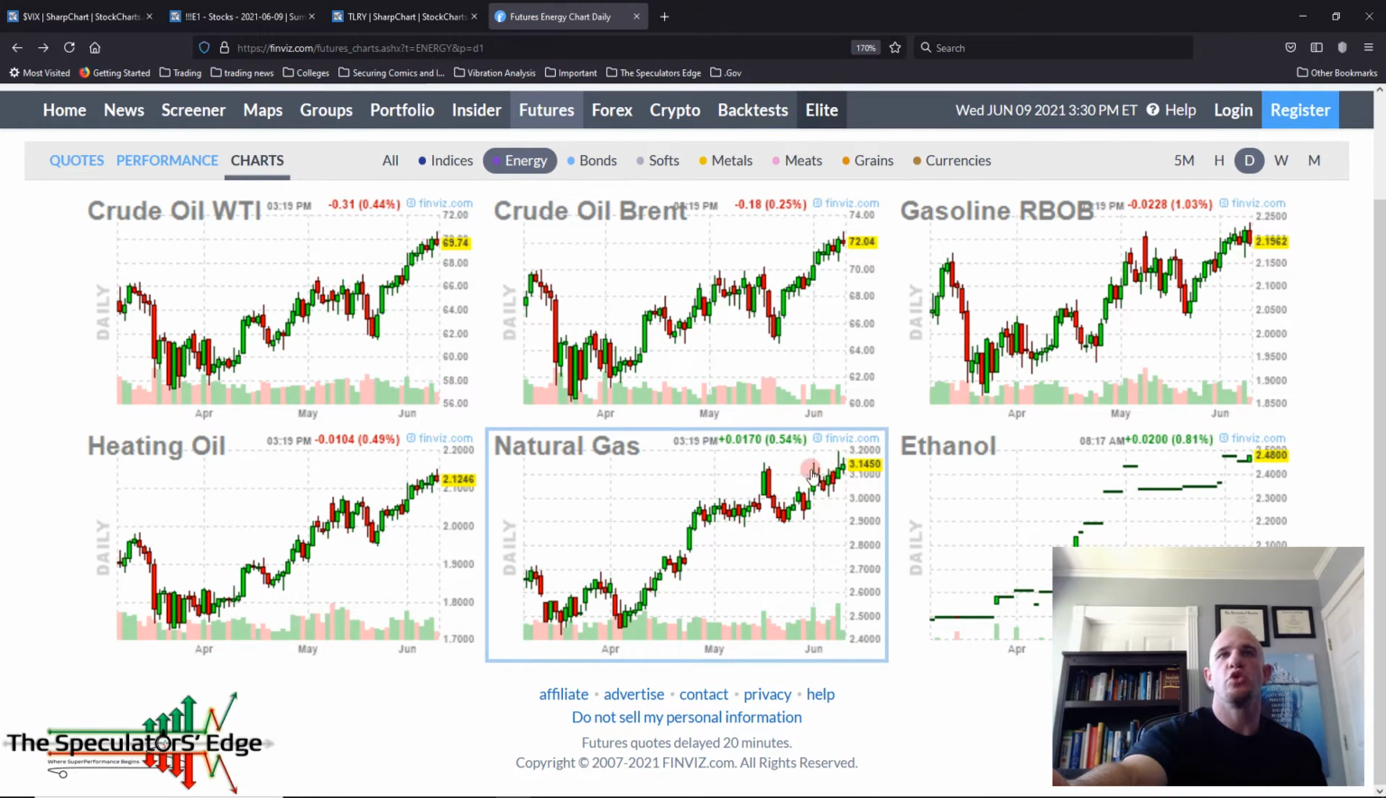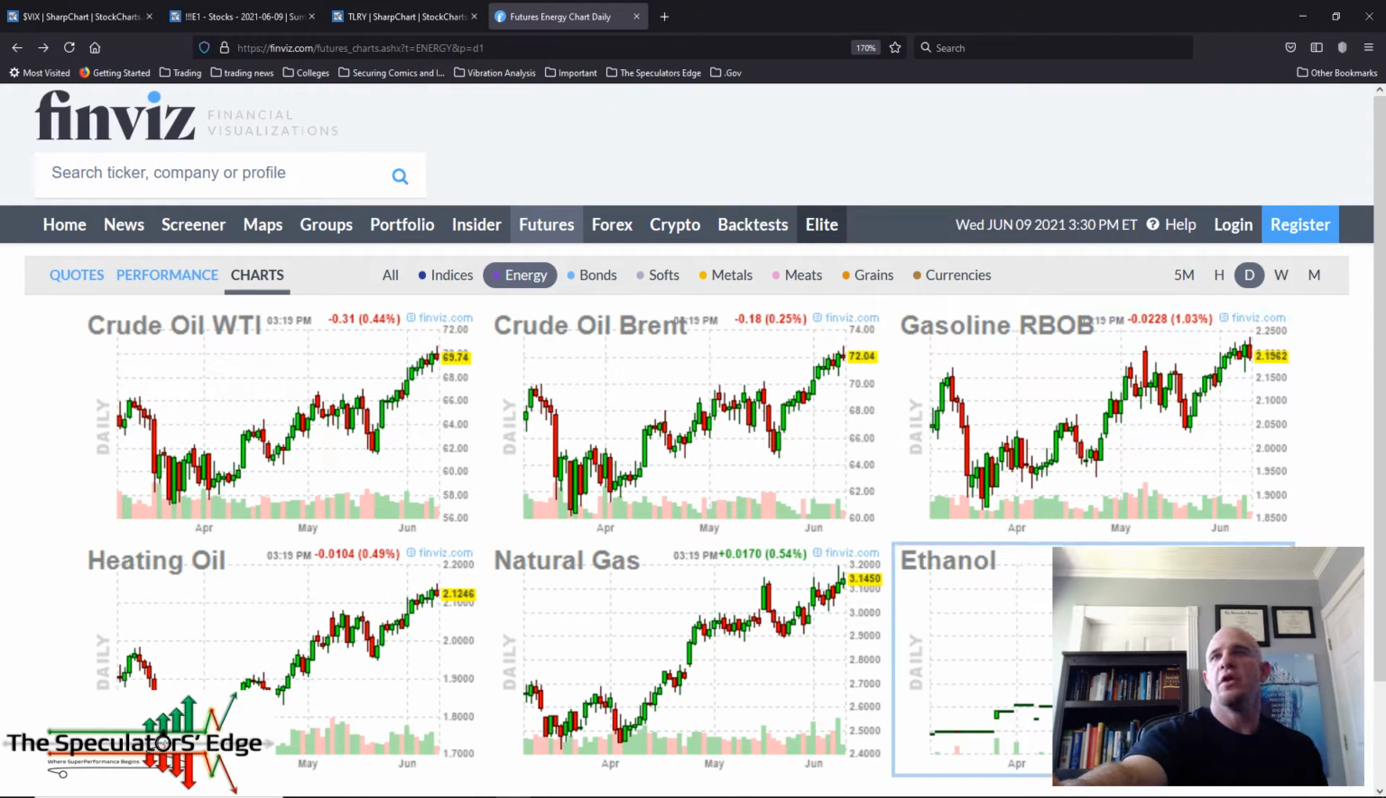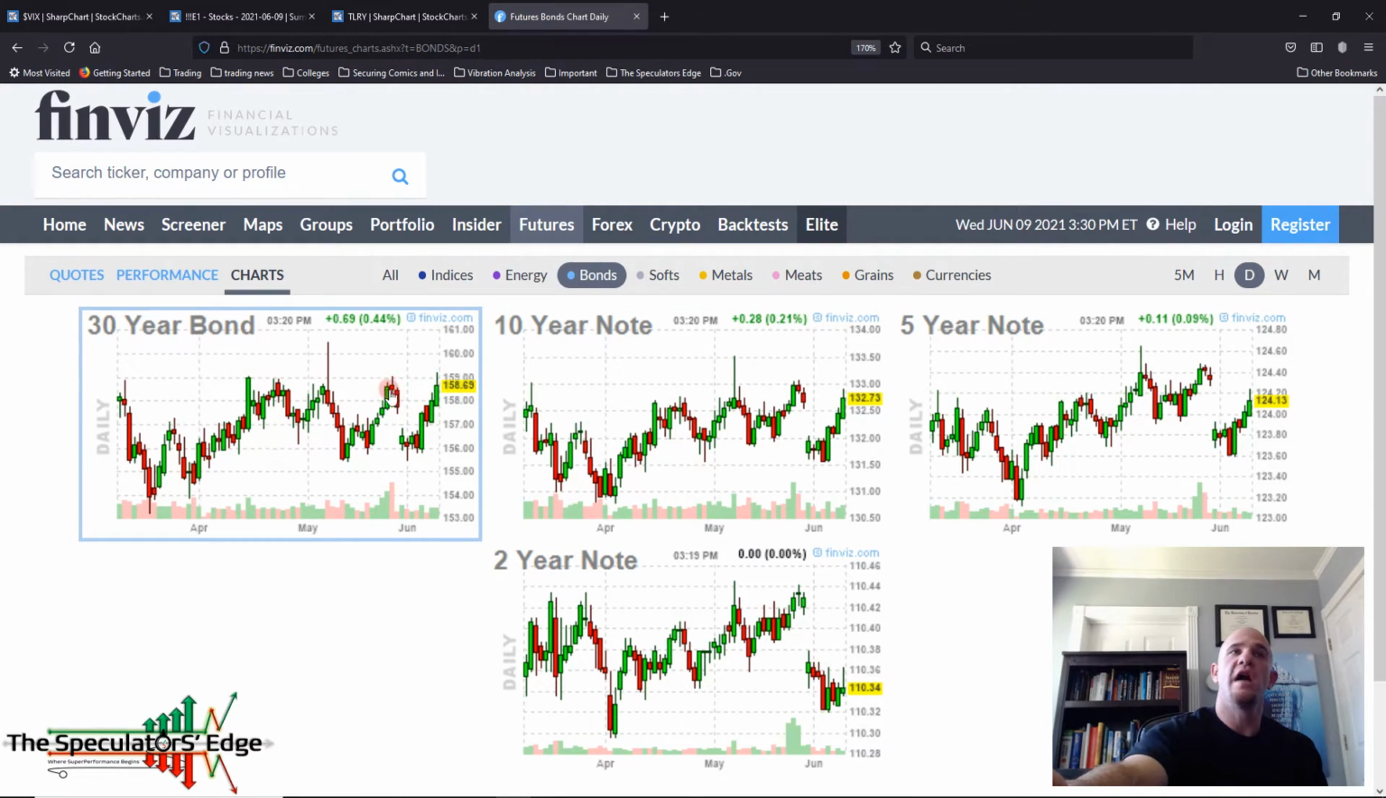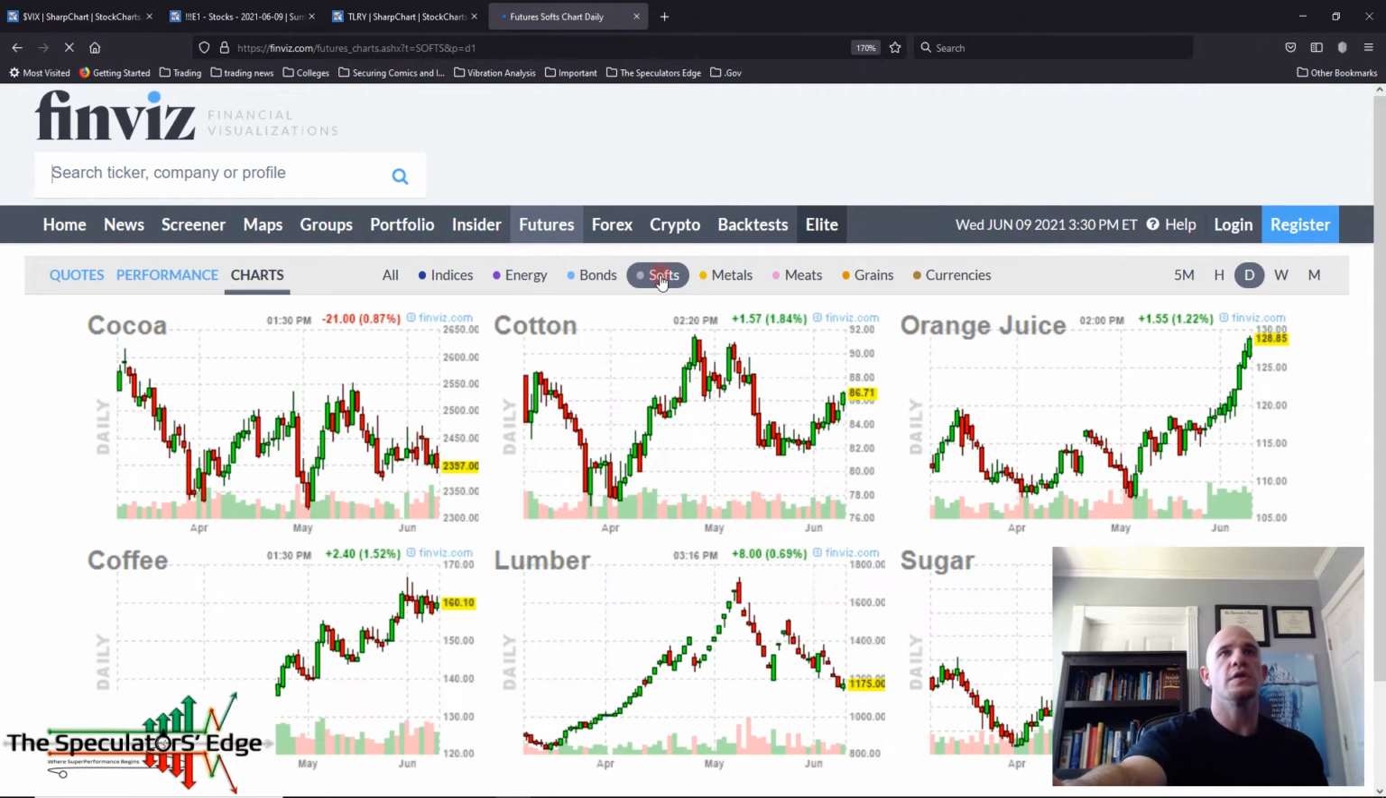Natural gas pushing up here, looks pretty good right there. Ethanol, that's such a sloppy chart on that. Let's see here. Bonds are starting to come alive here, so that means the treasury yields are starting to fall. That's good to see. It's good alleviation for the markets as well. So that's another plus for the markets.